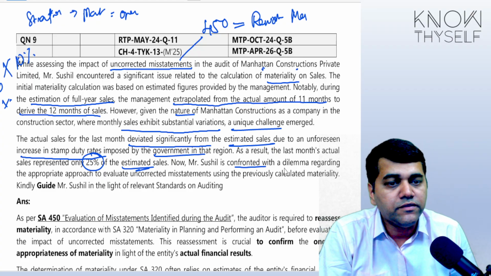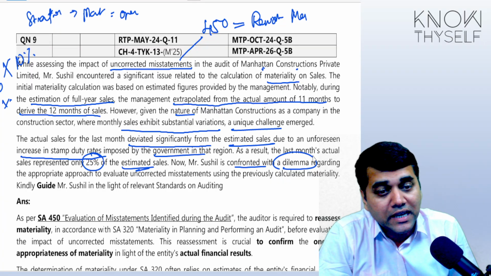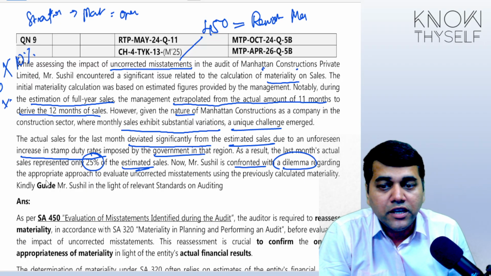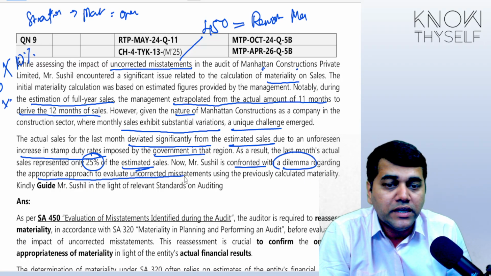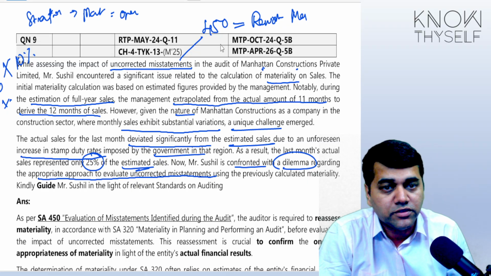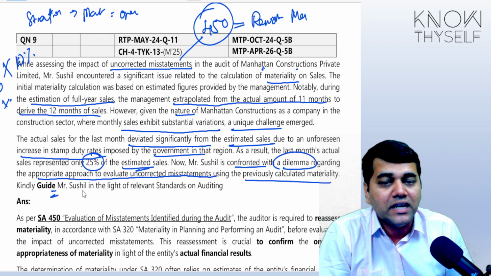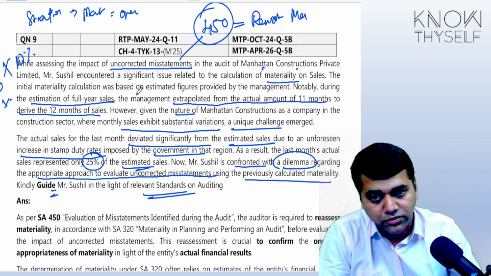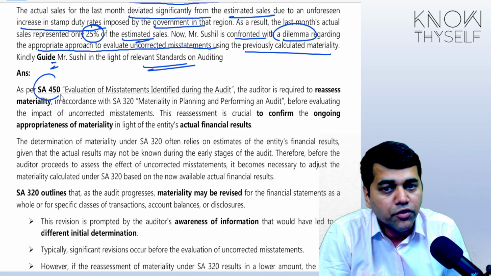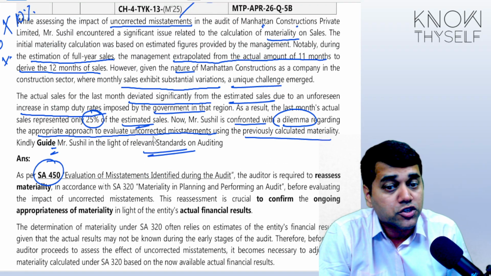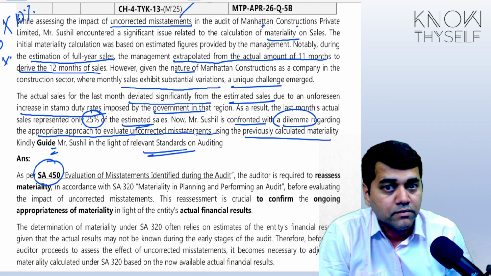Sushil is confronted with a dilemma. Actually, I don't know what the dilemma is for them. They have to revise the materiality. Why is that person in a dilemma regarding the appropriate approach to evaluate the uncorrected misstatements? Okay, so this is, I can say, an SA 450 question. The previously calculated materiality, kindly guide with the relevant Standards on Auditing. So first thing you are going to talk about is SA 450 because they are talking about the evaluation of uncorrected misstatements.